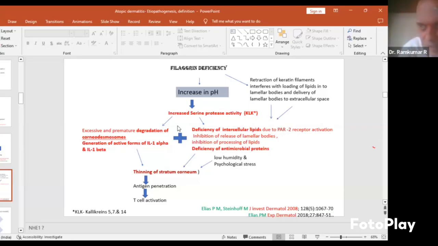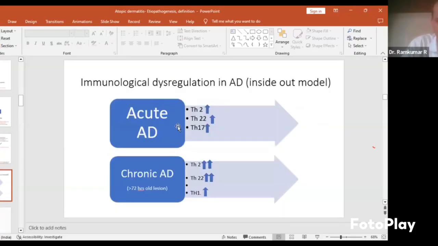So a thinner stratum corneum means a dysfunctional stratum corneum. That is why in the face there are only 10 layers of stratum corneum. That is why the face is very susceptible to epidermal barrier damage. So that is the basis for proposing epidermal barrier abnormality as the key driver of pathogenesis by Dr. Elias and others. The second, now let us go into the immunological dysregulation.